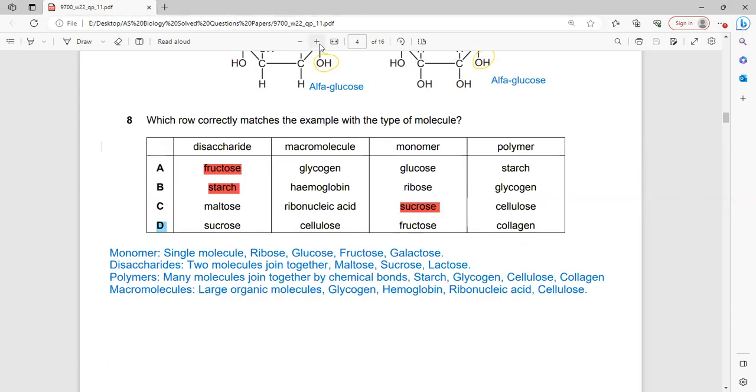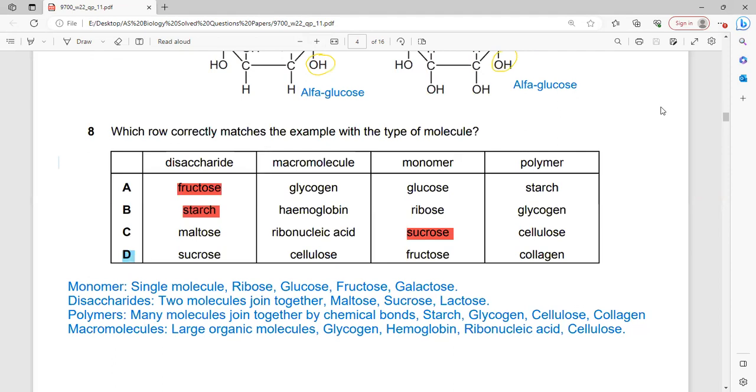The next question is about identifying the different types of molecule. So which row correctly matches the example with the type of molecule? For example, a disaccharide consists of 2 units, but the fructose is a monosaccharide. It's only 1 unit. While the starch is a polysaccharide, they contain so many units. So that's why these are two wrong options. So in the next further column, we shall not proceed with this. We're going to proceed with the C and D. Why? Because in C, maltose and sucrose are disaccharides.